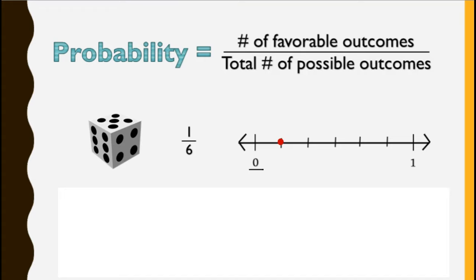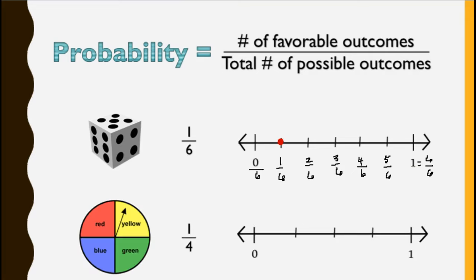This right here would be, there's no chance, 0 out of 6 chances. This would be 1 out of 6, 2 out of 6, 3 out of 6, 4 out of 6, 5 out of 6. And over here, that would be the same as 6 out of 6. And we know that if the numerator and denominator are both the same number, then it equals 1.